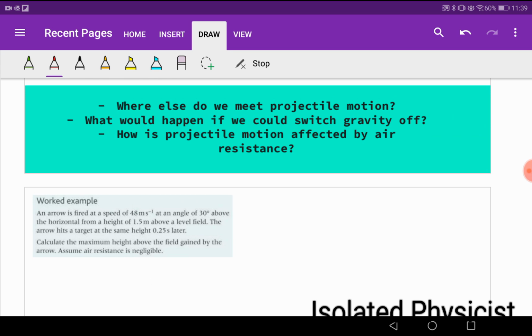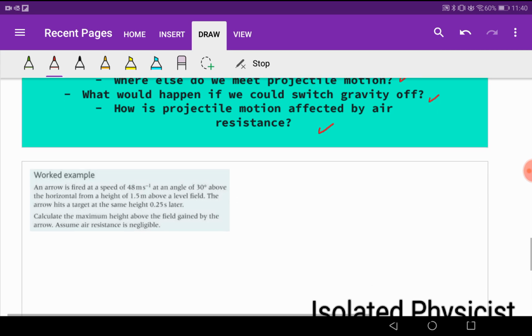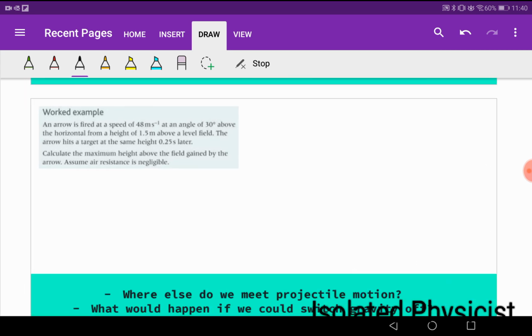So now we've covered all three of the objectives for this lecture, but I'd just like to cover a quick worked example. An arrow is fired at a speed of 48 meters per second at an angle of 30 degrees above the horizontal from a height of 1.5 meters above a level field. The arrow hits the target at the same height 0.25 seconds later. Calculate the maximum height above the field gained by the arrow. And we've got that old lovely saying in there, assume air resistance is negligible.